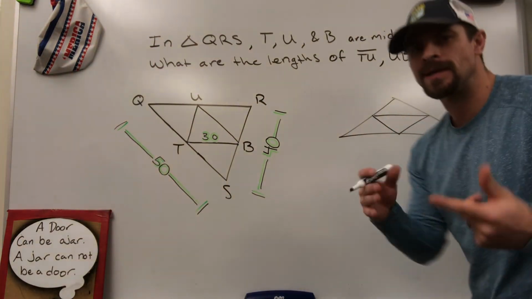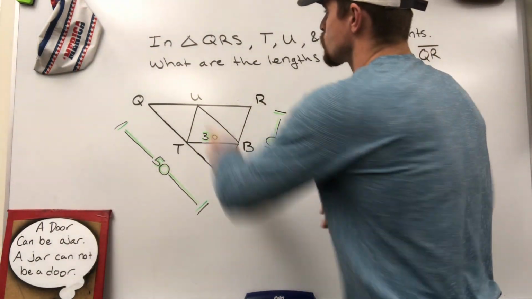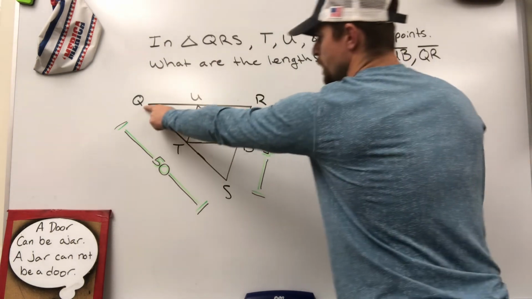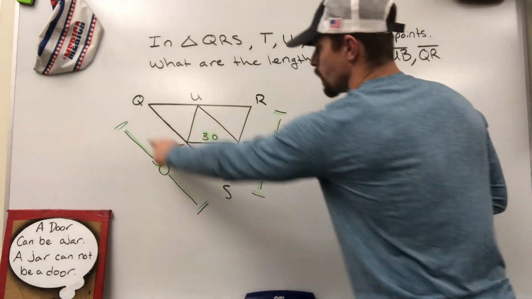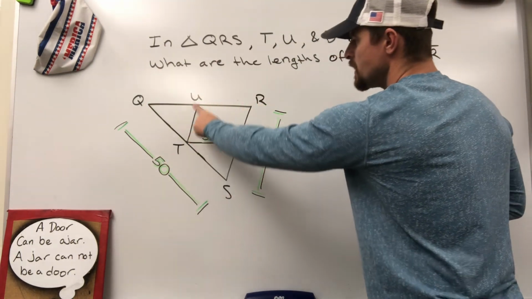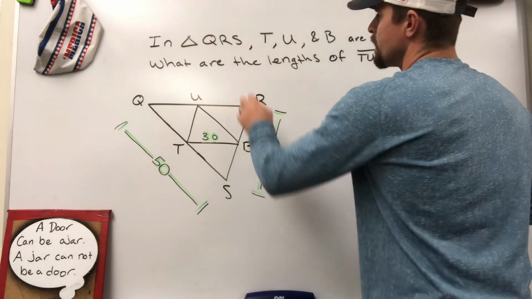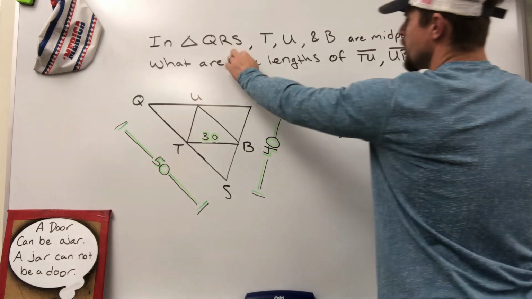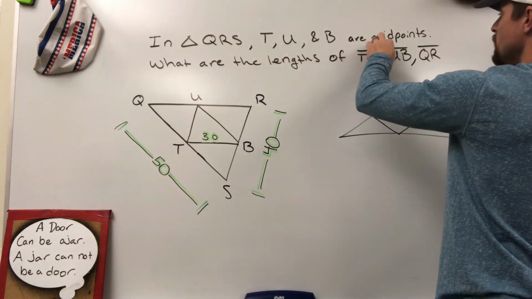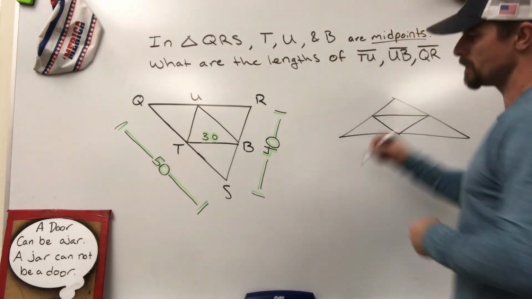All right, let's take a peek at what we're being asked to do in this question. We've got triangle QRS. That's the big triangle written out here, the one on the outside. TUB is that small triangle that you find in the interior. They're telling us in triangle QRS, T, U, and B are midpoints. Ooh, that's super important. Midpoints.